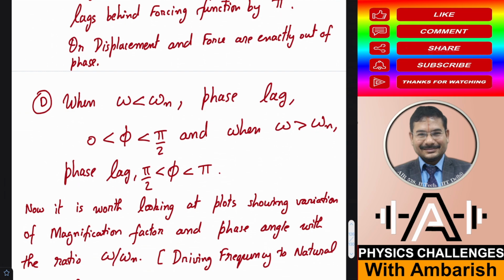Okay. And when driving frequency is more than the natural frequency, then the phase lag will lie between pi by 2 and pi. Why? Once again, at natural frequency the phase lag is pi by 2, and at infinity the phase lag is pi. So if the driving frequency is somewhere between natural frequency and infinity, the phase lag is somewhere between pi by 2 and pi, and that means for very large frequencies it is about pi. The displacement lags behind the force by a phase of pi.